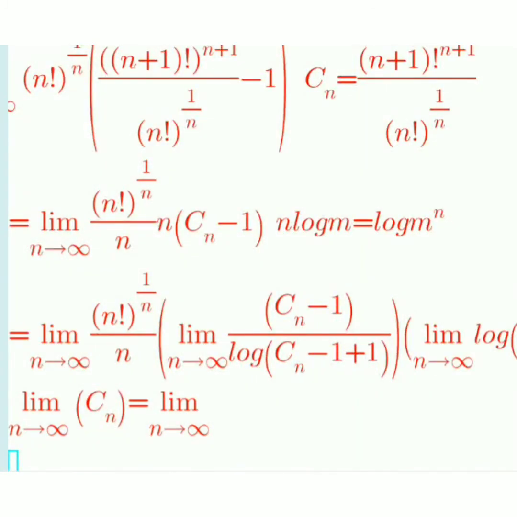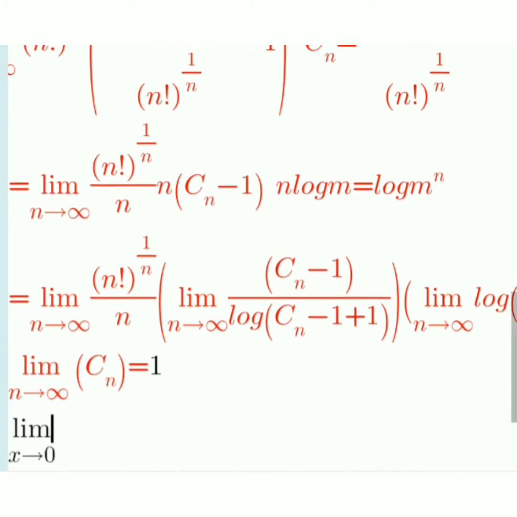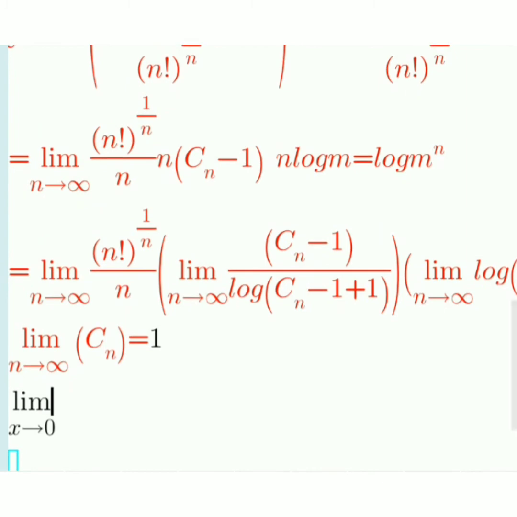So friends, limit n tends to infinity of Cn, whatever you will get, you will see that all the power is n tends to infinity. So it is 1. This value is 1. And now we have to prove another fact, that limit n tends to infinity of log of Cn whole to the power n is equal to, friends, this is very simple.